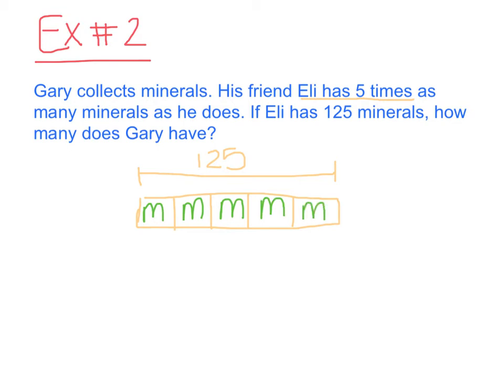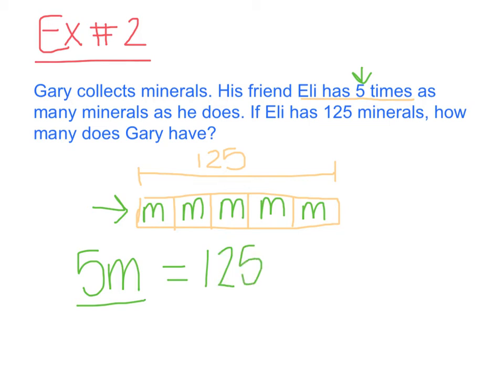Alright, so now we have our picture and now we're going to do our equation. So we're going to have 5 because he has 5 times as much. 5 times our variable. There's 5 boxes there. Each box has M in it, so that's where I got 5M equals 125 because that's how many Eli has total.